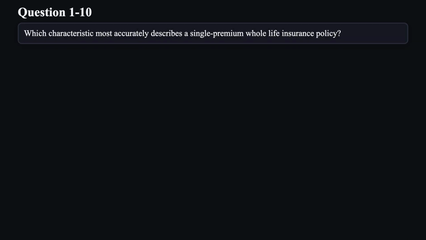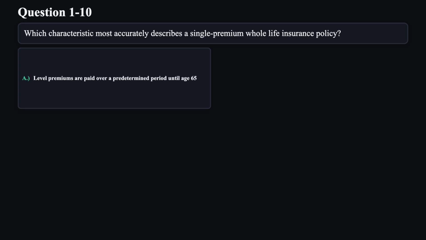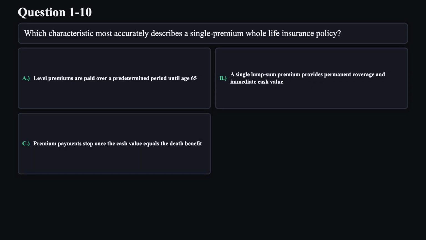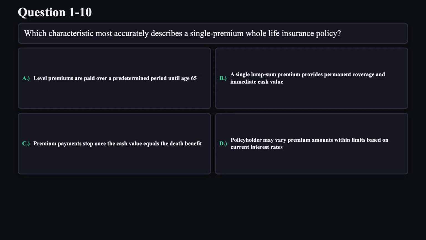Question 10. Which characteristic most accurately describes a single premium whole life insurance policy? A. Level premiums are paid over a predetermined period until age 65. B. A single lump sum premium provides permanent coverage and immediate cash value. C. Premium payments stop once the cash value equals the death benefit. D. Policyholder may vary premium amounts within limits based on current interest rates.